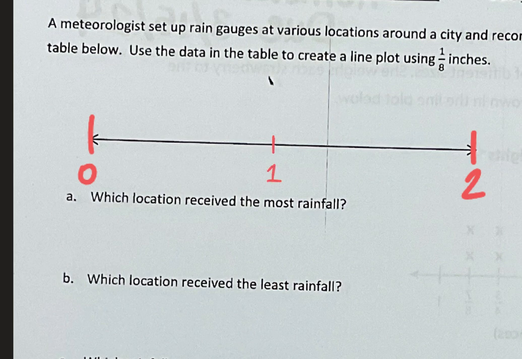Okay, so now I have half of 2, which is 1. Now I'm going to split each section into halves again, right? So if I split here and here, what would be half of 0 and 1? It would be 1/2, right? What would be half of 1 and 2? It would be 1 1/2.